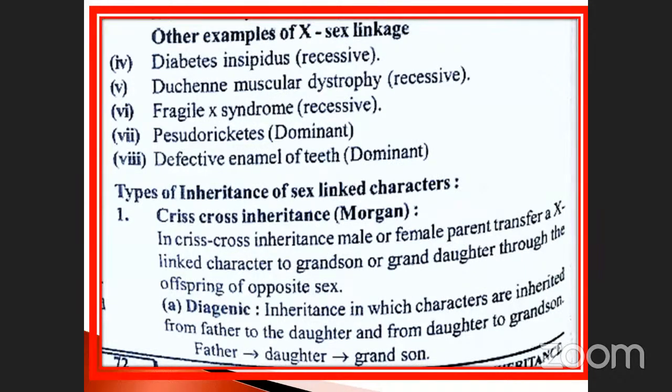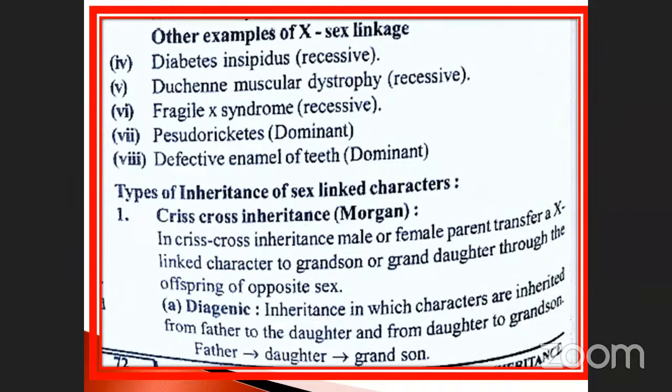Okay. Criss-cross inheritance. What is meant by criss-cross inheritance? In criss-cross inheritance, a male or female parent transfers an X-linked character to a grandson or granddaughter through the offspring of opposite sex. Okay. So criss-cross means, what is the meaning? The transfer of character from the parent to grandson or granddaughter, through the way of offspring.